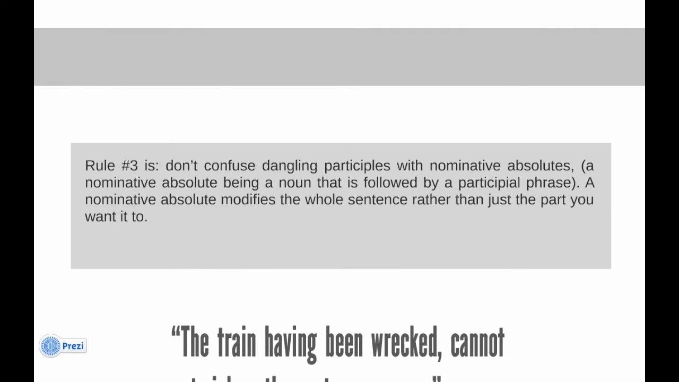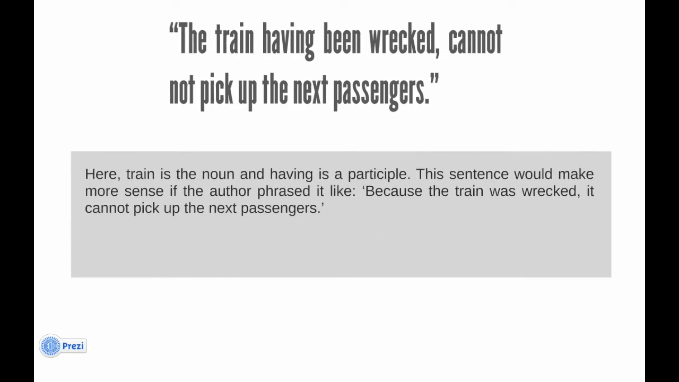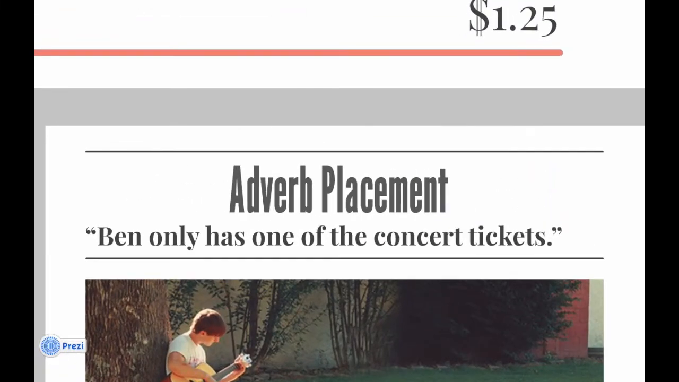Rule number 3 is don't confuse dangling participles with nominative absolutes, a nominative absolute being a noun that is followed by a participle phrase. A nominative absolute modifies the whole sentence rather than just the part you want it to. Here's an example. The train having been wrecked cannot pick up the next passengers. Here, train is the noun and having is a participle. This sentence would make more sense if the author phrased it like, because the train was wrecked, it cannot pick up the next passengers.